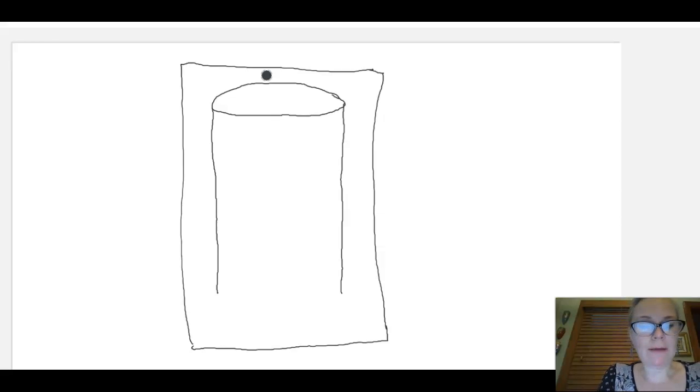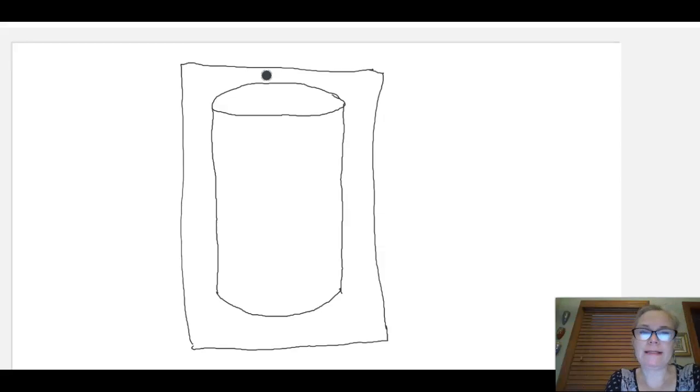Now I'm going to draw a curving shape along the bottom to connect those two parallel lines, that curves down and then up, like so. And now I've created something that looks like, what was that word? A cylinder.